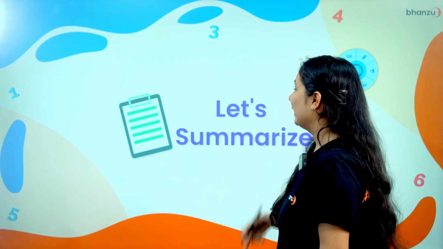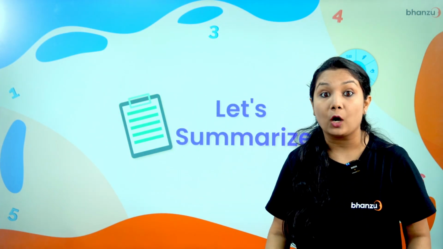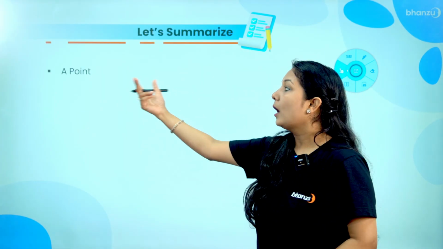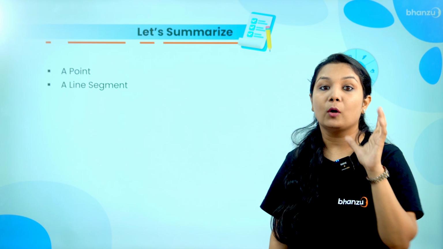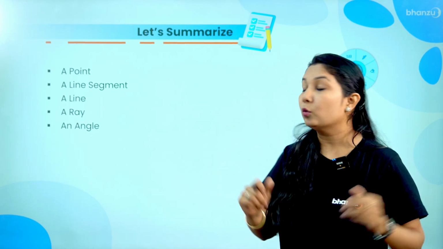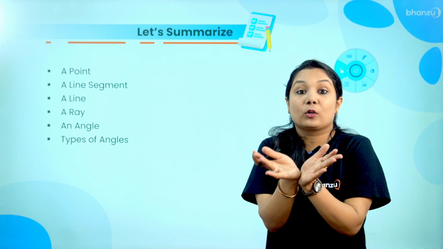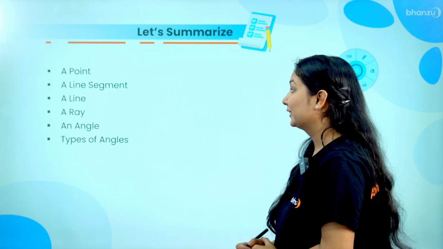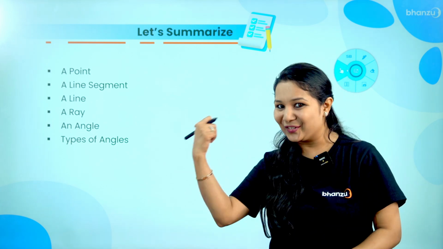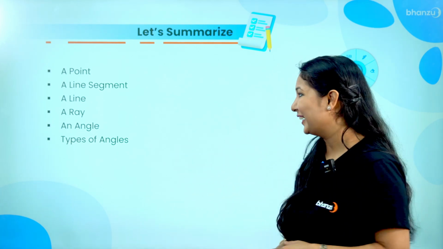Now let's move ahead and summarize what all we had covered in our session for the day. We talked about a point. It's a point which determines a location. Line segment between two endpoints. Line which keeps on going endlessly towards both the sides. Ray starts from one endpoint but goes endlessly on the other side.